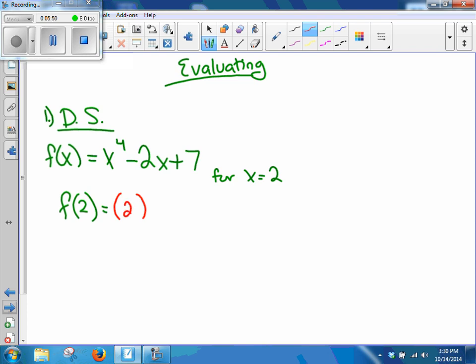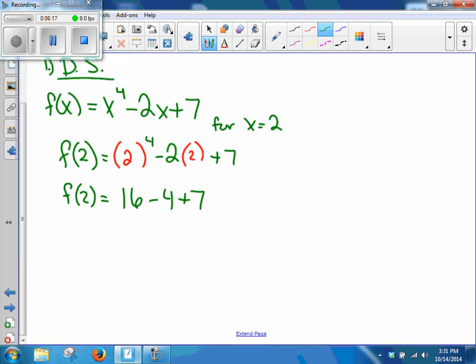So I have 2 in parentheses. I'm going to raise that to the fourth minus 2 times parentheses 2 plus 7. So I just put in red the number that we're plugging in. So f of 2 is equal to 2 times 2 times 2 times 2. Well, that's 2 to the fourth, which is 16, minus 4 plus 7. So I simplify from left to right. So f of 2 is equal to 12 plus 7, which gives me a grand total of 19.